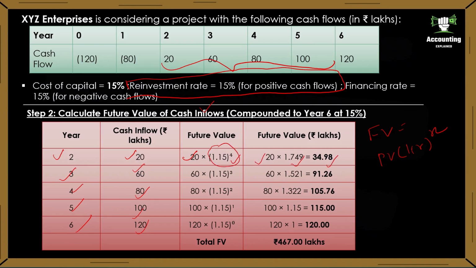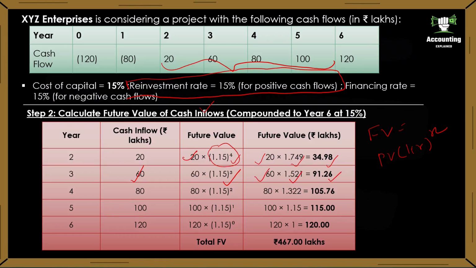Next, for year 3. Year 3, your cash inflow is 60. So for year 3, we are going to have future value for the next 3 years: 4, 5, 6, 3 years. 1.15 to the power of 3 into 60 is your future value. 1.15 to the power of 3 is 1.521. When multiplied with 60, you get 91.26.